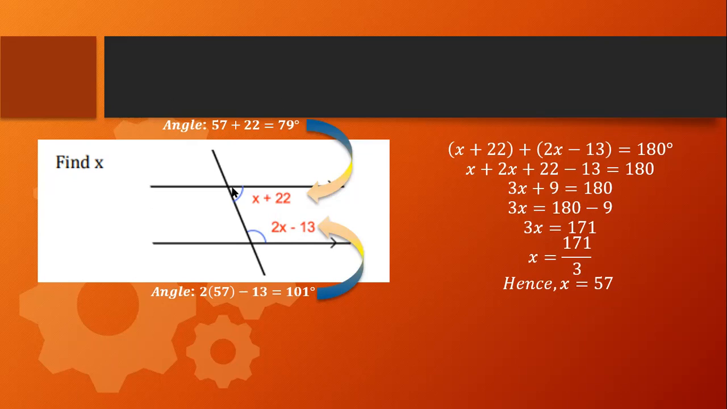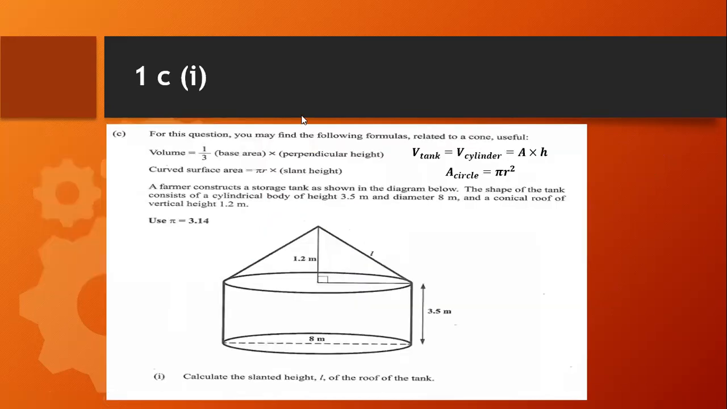Everybody, awesome. Right, let's press on with the question with the paper. Let's look at question 1C1.